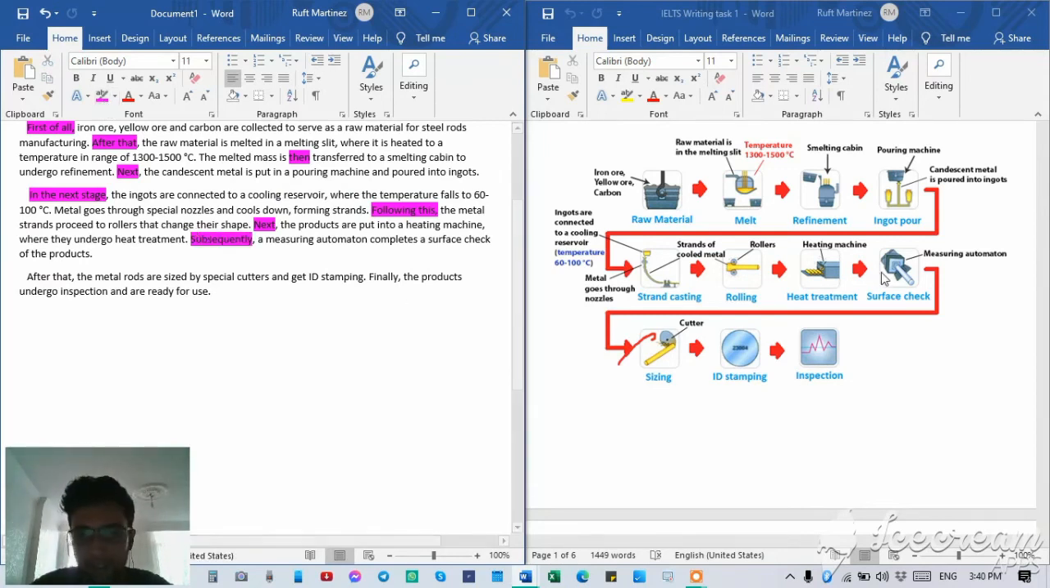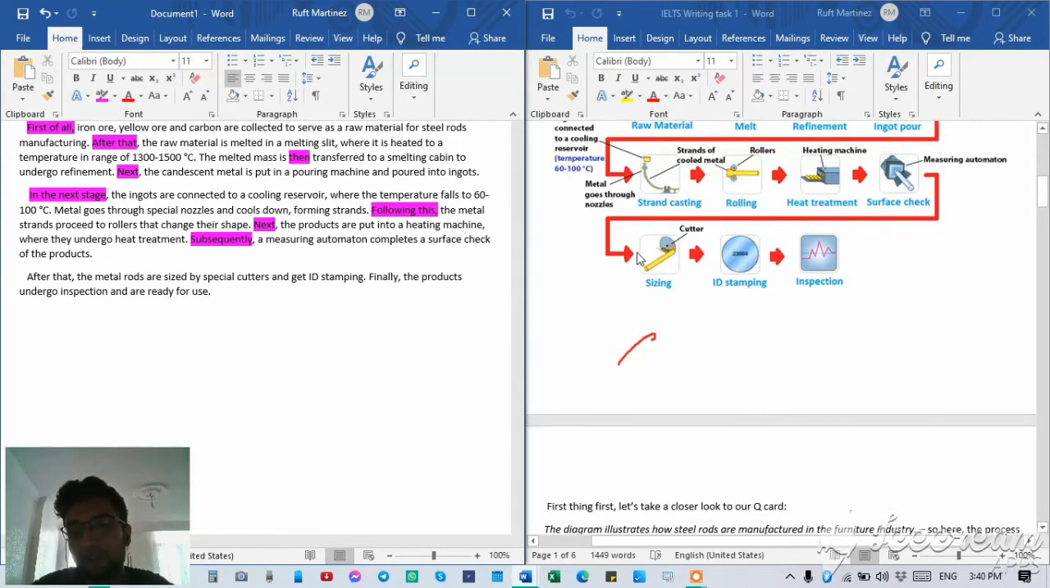A measuring automaton. I mentioned the additional information. Completes a surface check of the products. That's how I describe your process. So everything that you need to know, you just have to find the right word. You just have to understand the process and put it into sentences.